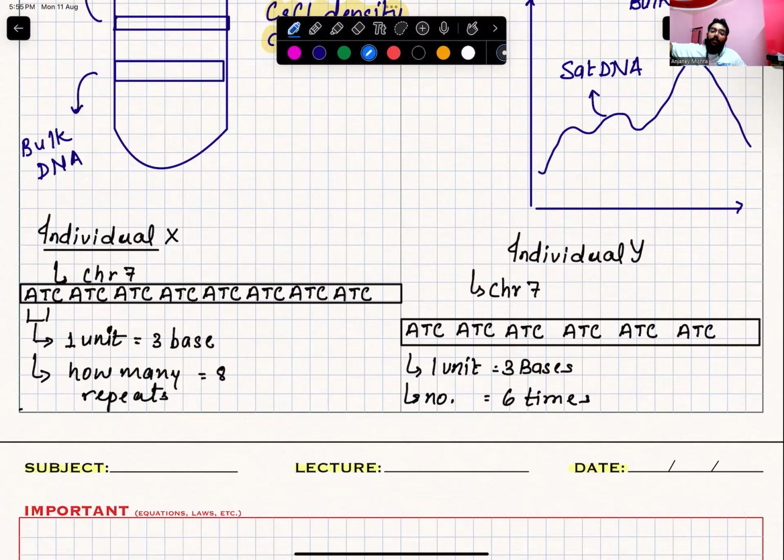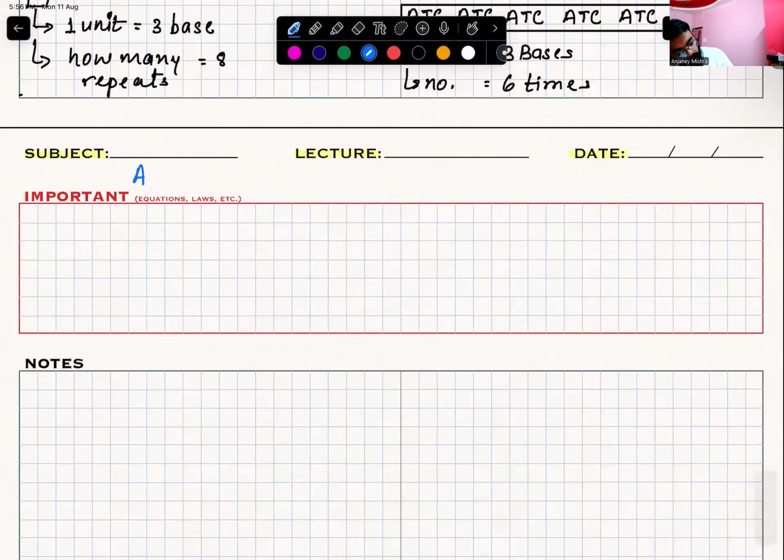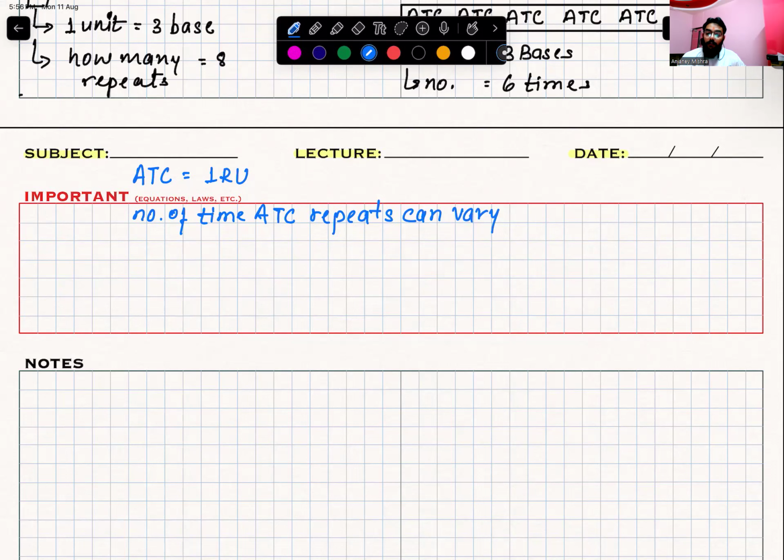So what we notice from this overall thing is that the satellite DNA or the repetitive DNA which is there, the number of times it is going to repeat is varying. The repeating unit can also vary, as well as the bases in the repeating unit. Understand this very clearly. Here, ATC is one repeating unit. Clear? I am saying the number of times ATC repeats can vary. Okay, first thing.